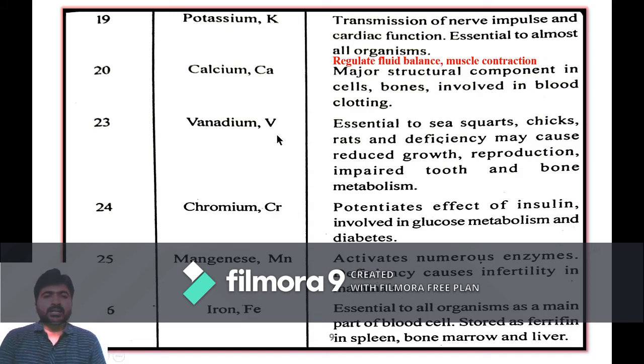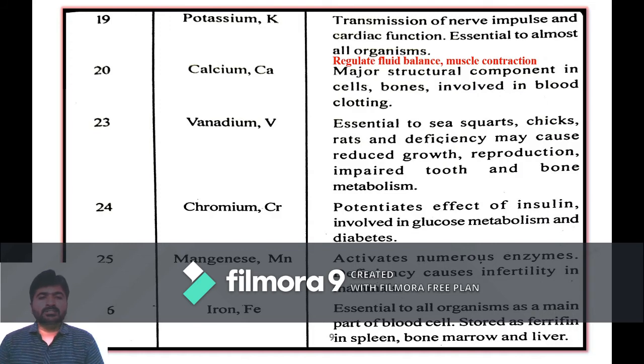Later on, the next element is vanadium. Vanadium is also a very interesting element which is generally essential for chicks and rats. Generally, chicks means small animals. It is present in small animals, and it helps in their growth. If there is a deficiency of vanadium, it may cause reduced growth, as well as affect the reproductive system of the biological process. Again, due to the deficiency of vanadium, there may be impaired teeth and impaired bone, meaning the bone gets weaker as well as the teeth get weaker. So vanadium is essential for the biological process.